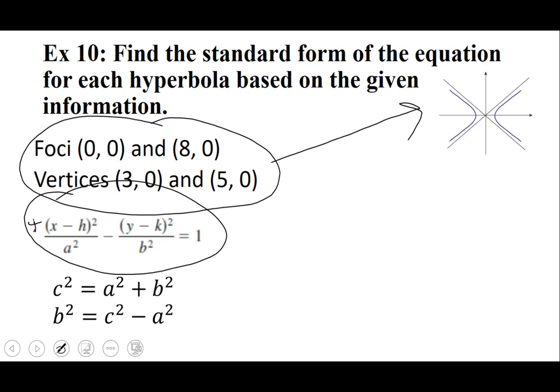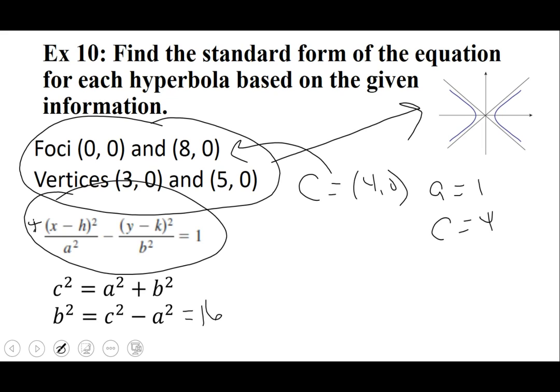So from here, again, try to locate the center. The center has to be located exactly between the two vertices. So between 3, 0 and 5, 0 is, of course, 4, 0. The distance from the center to each vertex is only 1 unit, which means that has to be a. The distance from the center to each of the foci is 4 units, which means that has to be c. In order to solve for b squared, I'm going to do c squared minus a squared, which means that b squared is going to be equal to 15.